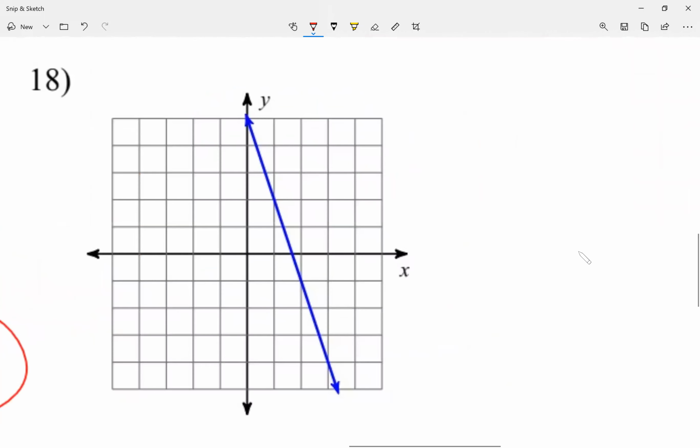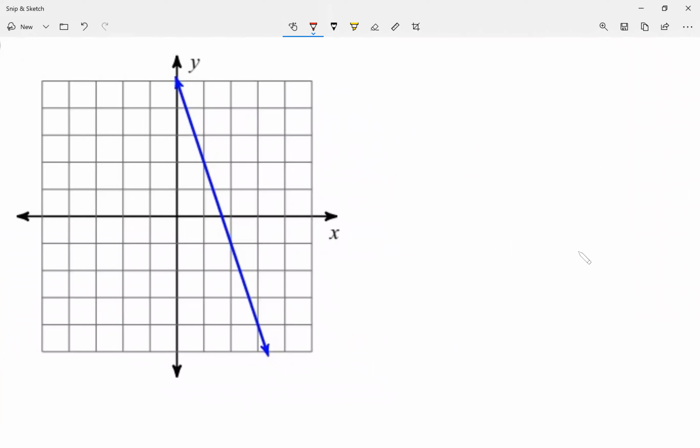Let's take a look at question number 18. Which points can I use? I can use this point, this point, this one, or this one. It doesn't matter which two you choose. Just to choose points, I'm going to choose this one, and let's go with this one. Once we simplify, we're all going to get the same answer anyway.